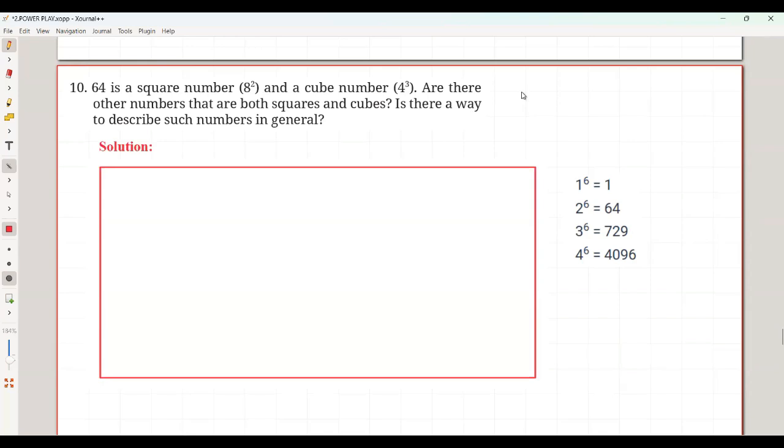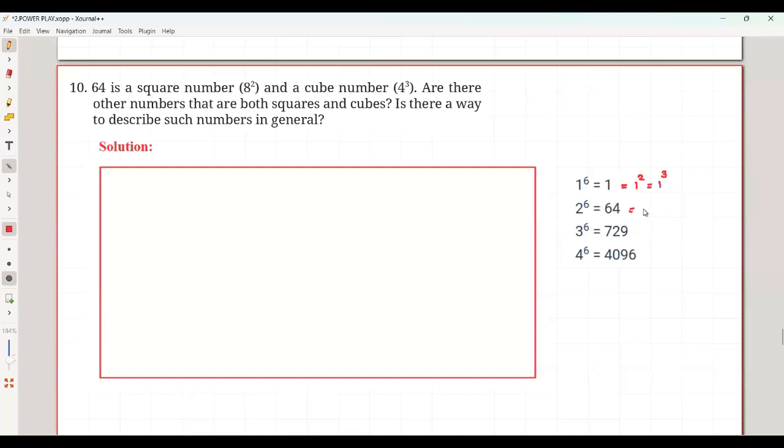Okay, so 64 is a square number as well as a cube number. They are asking, are there any other numbers? So here I have given some numbers. You can just see here. 1 to the power 6 means 1. I'm just taking the number 1. 1 can be written as 1 square, also 1, and 1 cube, also 1.